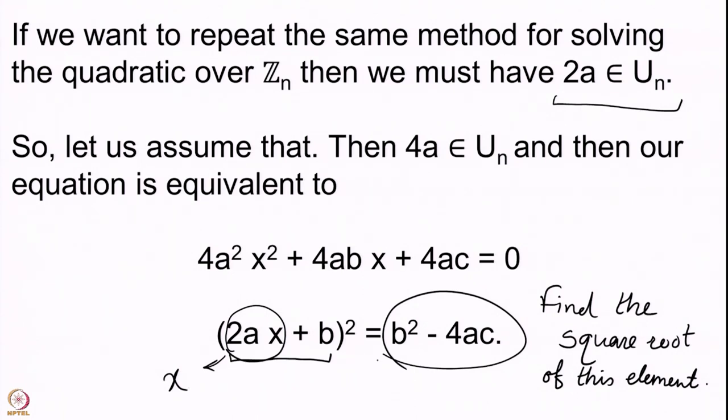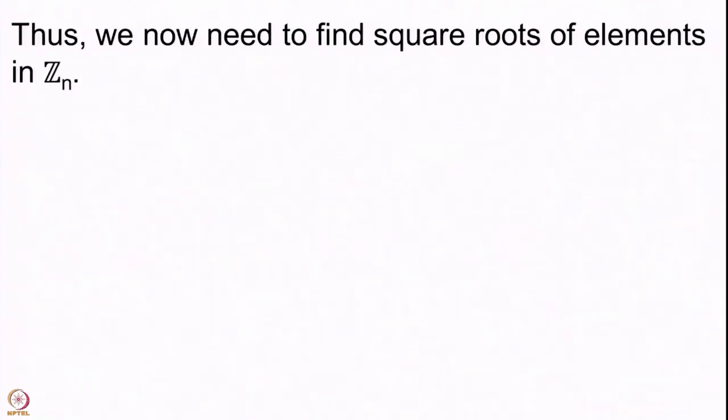We would compute the square root of this number, b squared minus 4ac, subtract b. Of course, the square root comes with two signs because there is no unique square root. There can be a plus minus, and then you divide by 2a. This is the same method that we are going to apply, but this whole method hinges on the possibility of finding square roots of given elements in Zn. So, what we need to do is to find square roots of elements in Zn.